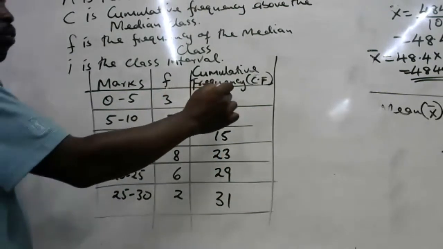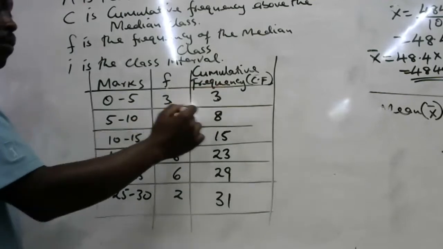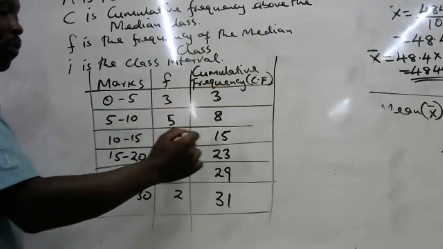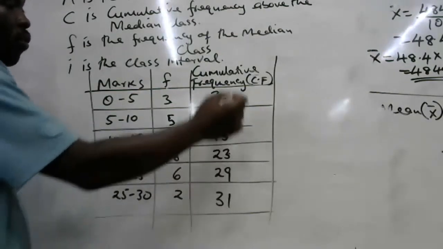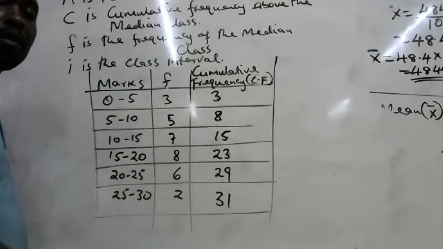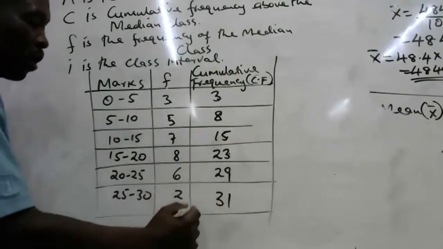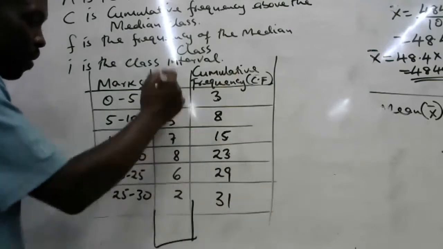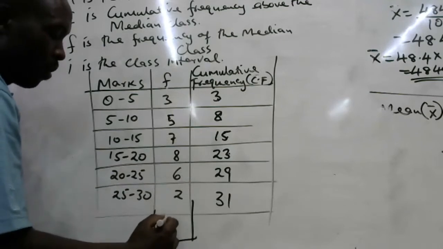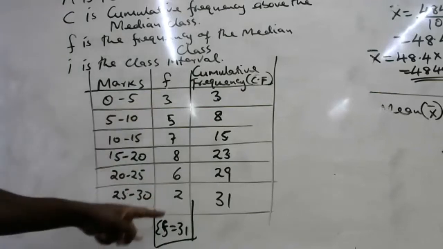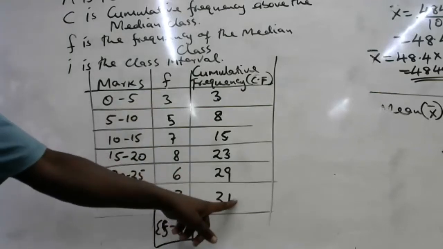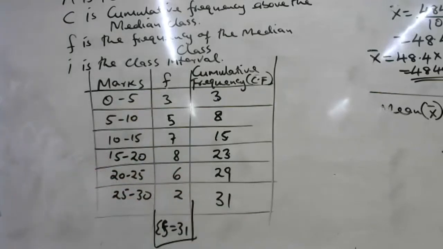Always start with the first one, you transfer it here. Then this plus this, you get this. So this is your cumulative frequency. In short, if we add these f's, the summation of f is going to be equal to the last value in the cumulative frequency column.